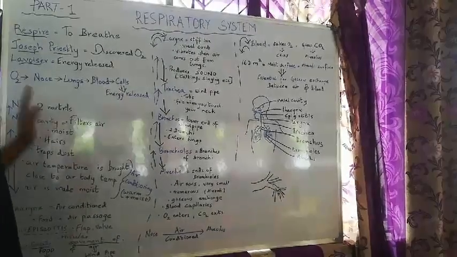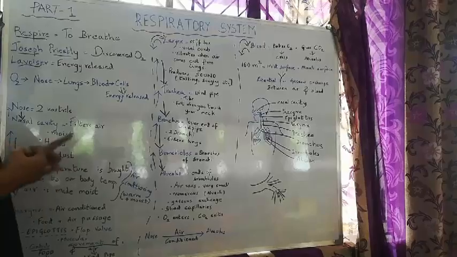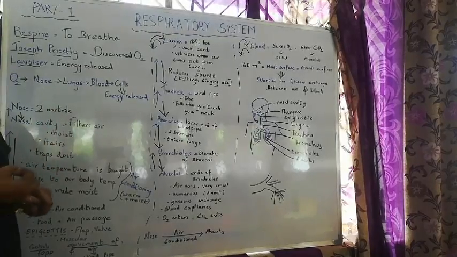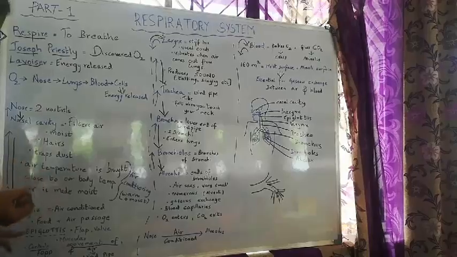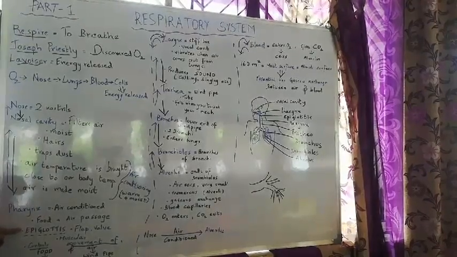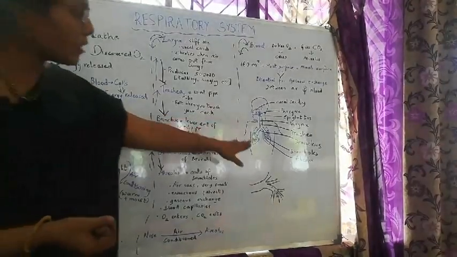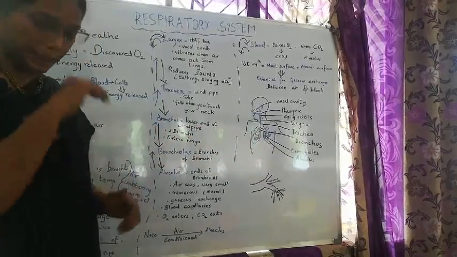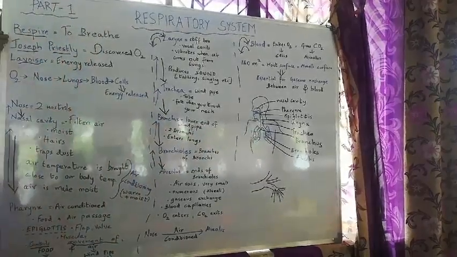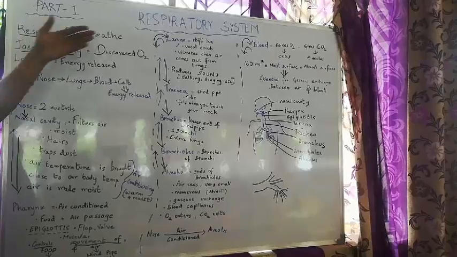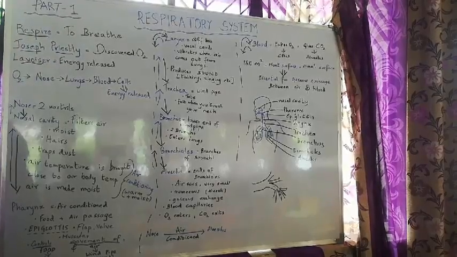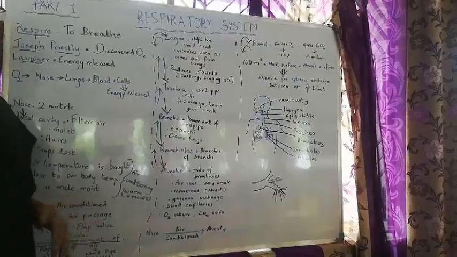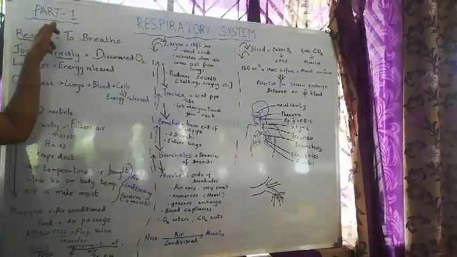So I think I am clear till now. I have explained what the different passages are, what happens inside those passages, and the importance of the epiglottis. And inside the lung we have alveoli as our lung tissue. So these are the two important structures for our respiratory system. The continuation we will discuss in respiratory system part 2.